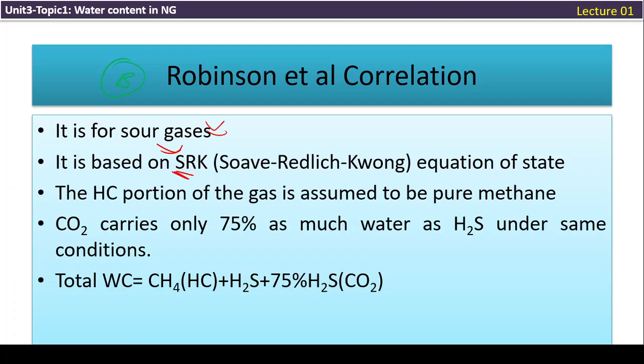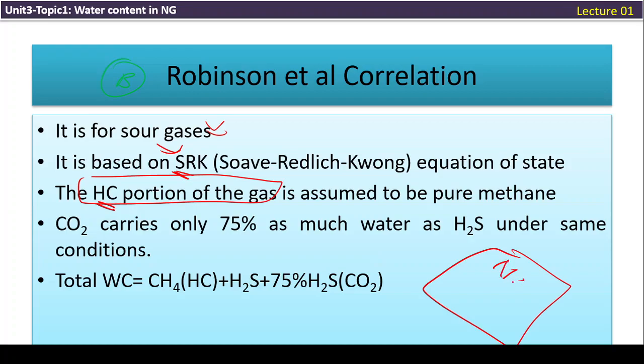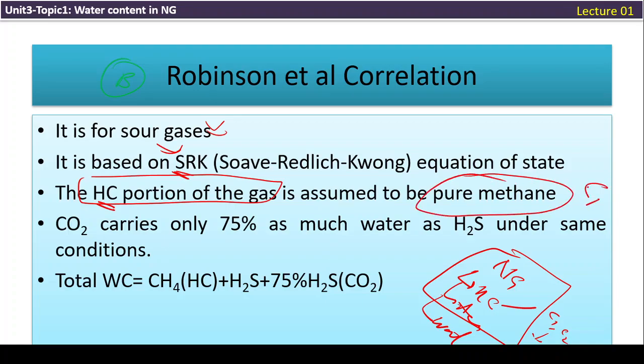So the Robinson et al. correlation charts were developed based on the SRK equation. How can we do it? There are some assumptions, or you can say some steps and procedures. The first one: in any natural gas, one portion is hydrocarbon, one is acid gas, and the third is the water content. In the hydrocarbon portion there are C1, C2, C3, and many other components. The hydrocarbon portion of the gas is assumed to be pure methane. That is our first assumption: pure methane is the only available hydrocarbon.